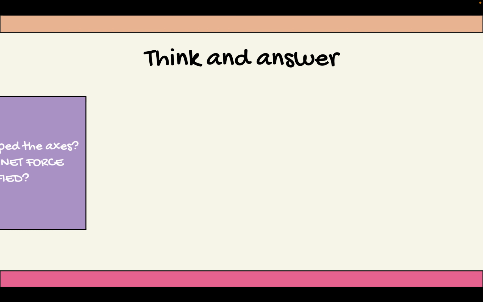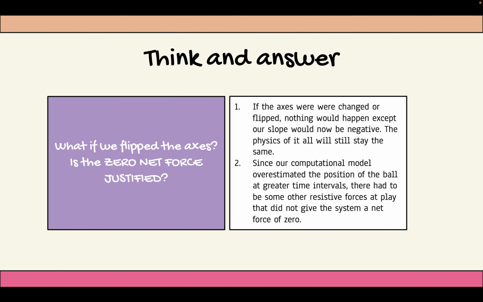Now, to conclude, if the axes were changed or flipped, nothing would happen except our slope would now be negative. The physics of it all will still stay the same. And since our computational model overestimated the position of the ball at greater time intervals, there had to be some other resistive forces at play that did not give the system a net force of 0.